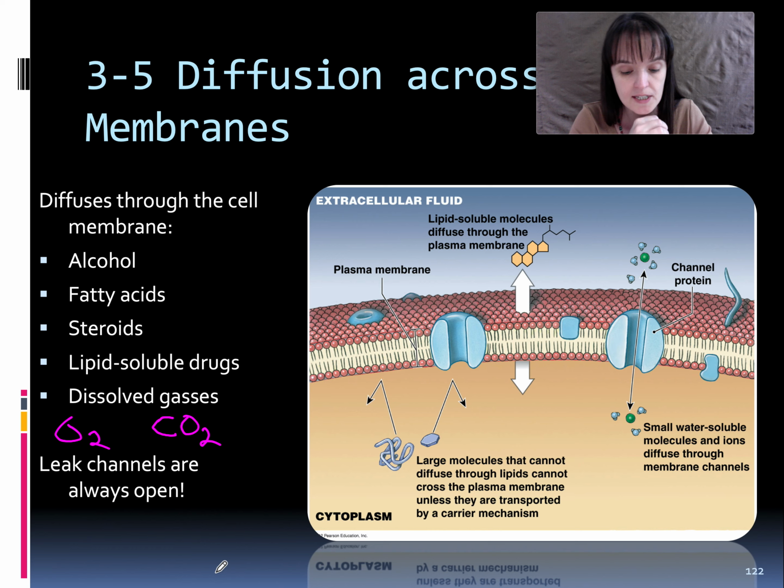Channel-mediated diffusion allows water and specific ions through integral membrane channels. Again, if it's a true-false in the note set, it is always true. True-false in the tests, you gotta read those. Passive channels called leak channels are always open. And the leak channels are specific. So sodium leak channels only allow sodium through. Potassium leak channels only allow potassium through. Okay.